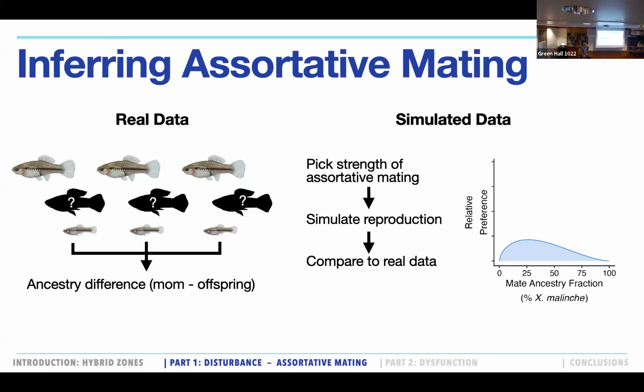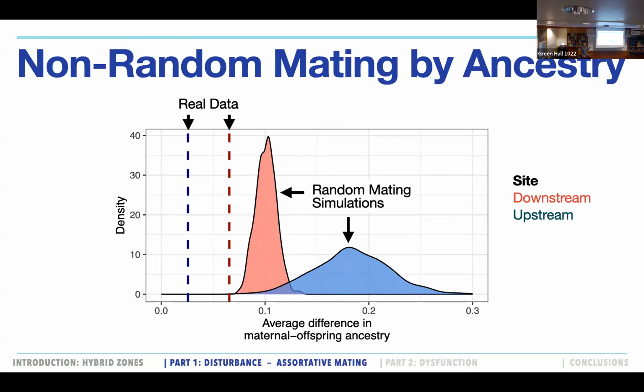So first, just comparing our data with simulations of random mating. Here we have red as the downstream polluted site, blue as the upstream cleaner site. And the density plots are the outcomes of average difference in mother-offspring ancestry under completely random mating by ancestry. So this is what the difference would look like given the ancestry fractions at that population if there were no preference for your similar ancestry. Then the vertical lines are what we actually observe in those populations.